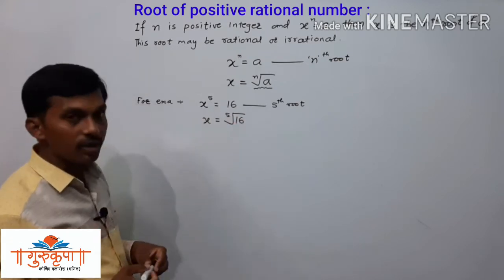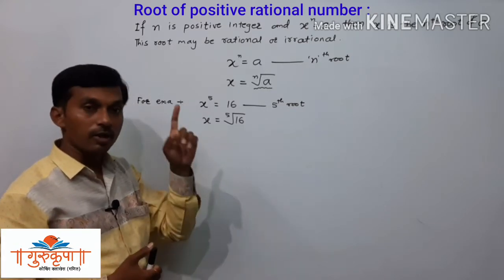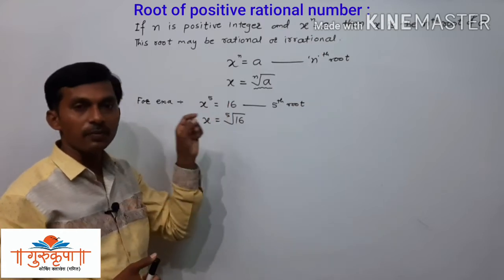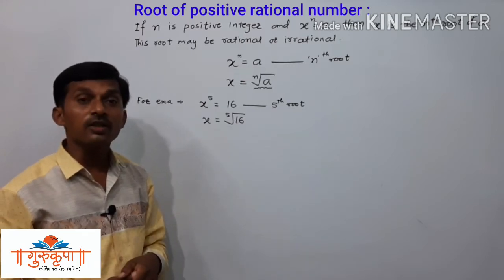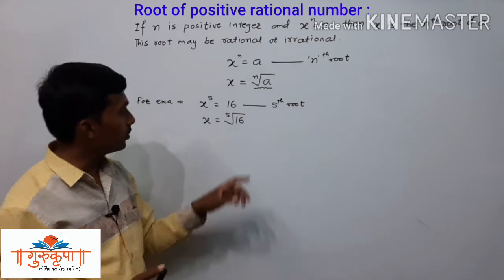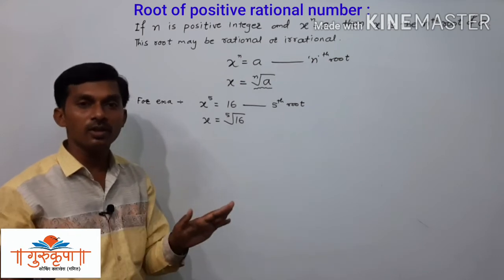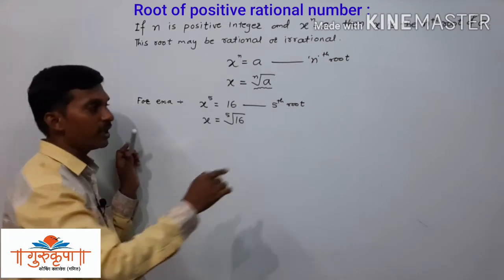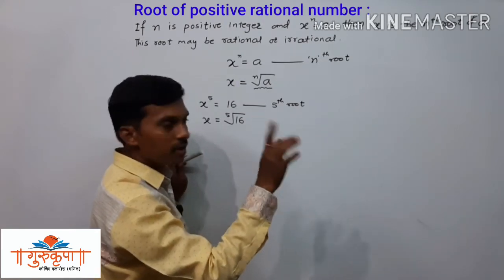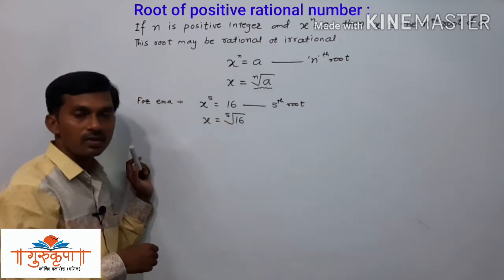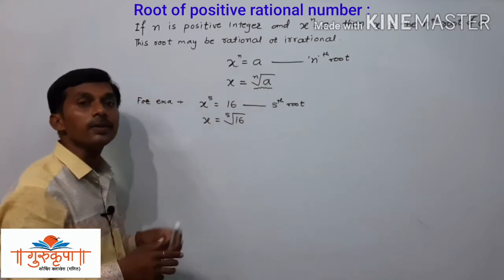Now we have to find a number such that the product of that number 5 times is 16. Is there a number such that the product of that number 5 times is 16? There is no such number. If we take 1 five times, 1 into 1 into 1 into 1 into 1, then the product is 1 only. Then suppose we take 2 five times, 2 into 2 into 2 into 2 into 2, then the product is 32.